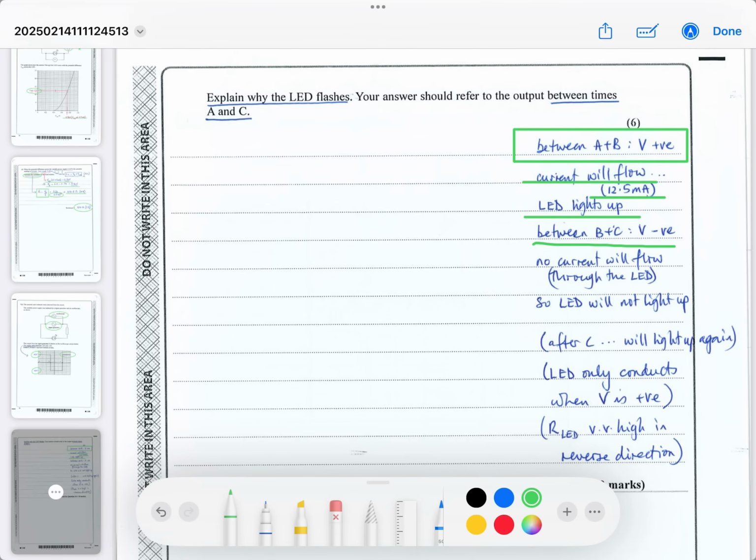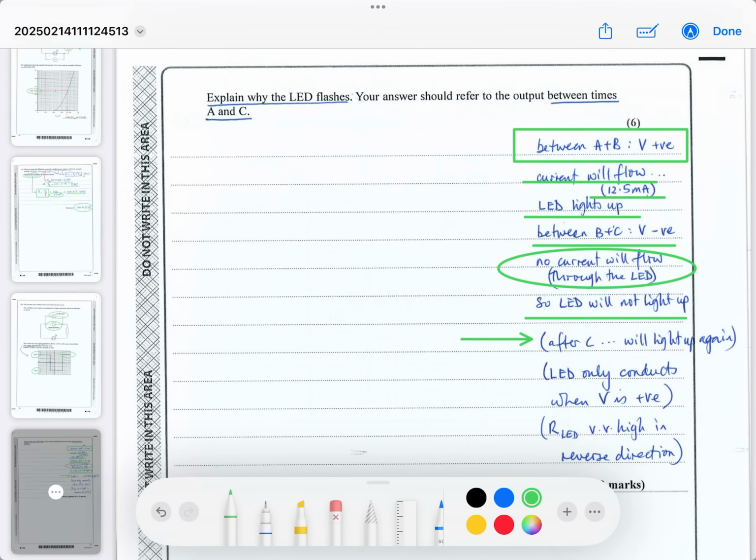Between B and C, we got negative voltage. And in the reverse direction, no current will flow through the LED, because the LED only allows current to flow when the voltage is in the positive direction. So the LED will not light up, another mark. Yeah? After C, this will happen again.